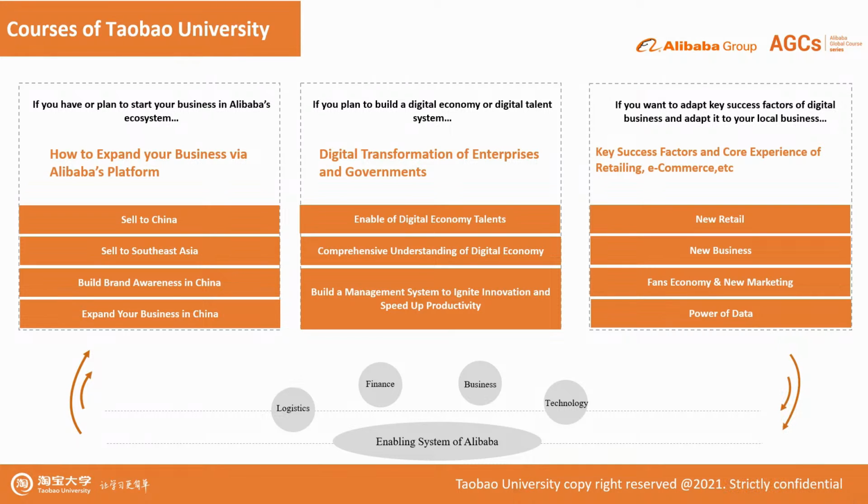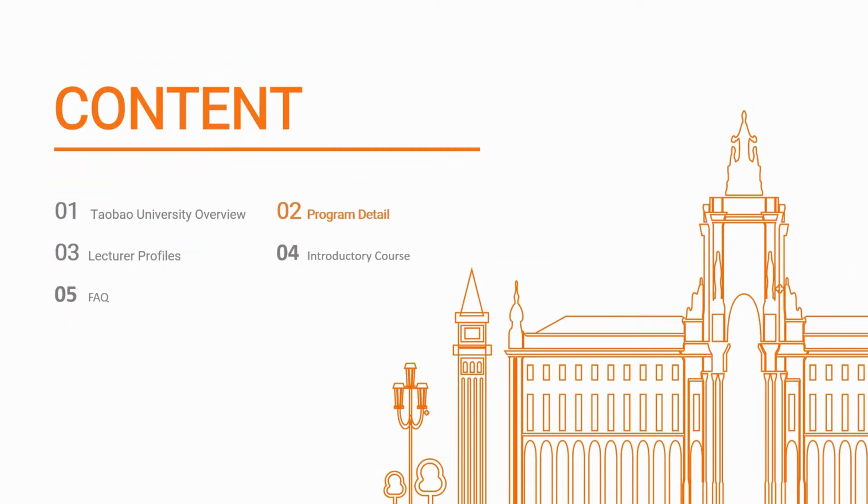Of all the Taobao University courses, we have selected some contents that we're thinking about leveraging to bring to the AGI family, such as how to sell to China and how to sell to Southeast Asia. Second, if you want to build a digital economy or digital talent system, or do digital transformation of enterprises and governments, we have courses such as enabling digital economy talents and a comprehensive understanding of the digital economy. Also, if you want to adapt the key success factors of digital business to your local businesses, we have courses on new retail, new business, finance economy, new marketing, and the power of data.